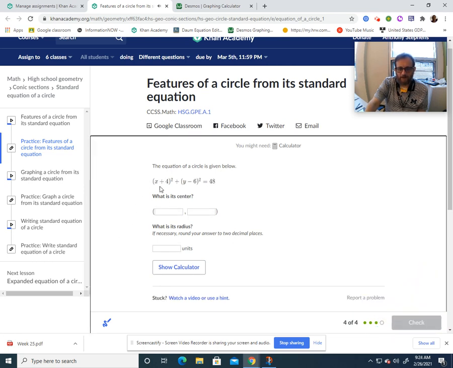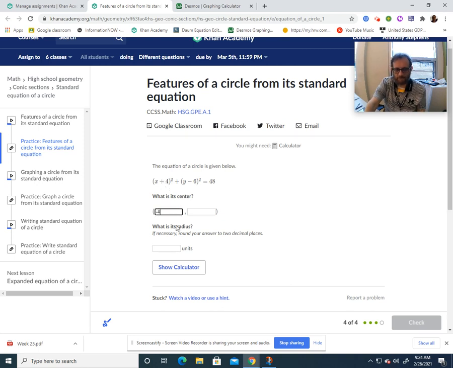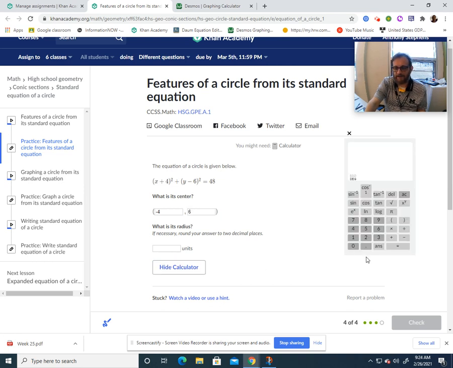Again, what happened here? This is moving it left 4, moving it up 6. Now, the square root of 48, that's the first one that's not nice. I personally would simplify the square root, and you get down to 4√3. But they say if necessary, round your answer to 2 decimal places. So that means we need to take the square root of 48 because it's not going to be a nice number.